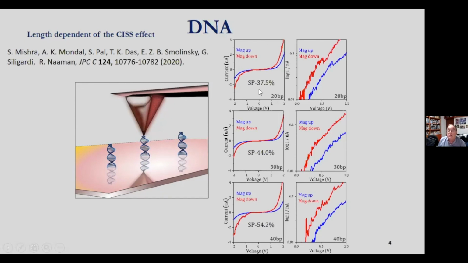And here I present the results obtained for double-stranded DNA of different lengths, 20 base pair, 30 and 40 base pair. And you see clearly that we get different IV curves for the two magnetic directions. When we put it on a log scale, we see immediately two effects. One, that there is a different threshold for conduction for the two spins. And secondly, that the current doesn't depend linearly on the voltage. And that's an important finding. That's what actually allows us to measure spin polarization in two-point contact.